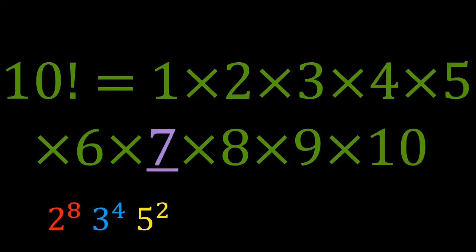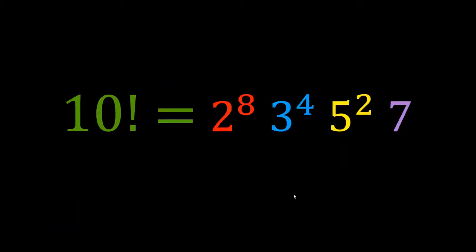And then how many 7's do we have? Just 1. So 7 to the power of 1, which is just 7. And this accounts for everything. So 10 factorial is 2 to the 8 times 3 to the 4th times 5 to the 2 times 7.